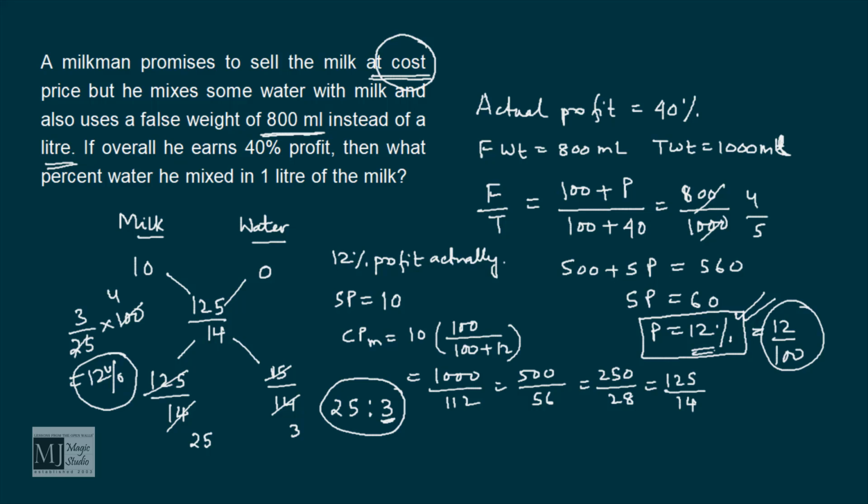I want to make a profit of 12%. Then what should be the ratio of water and milk in the mixture so that I can gain 12% by selling the mixture at cost? It is 12 by 100, and you can see it comes to 3 by 25. That's what we calculated, 25 is to 3 in case of milk and water. So the answer was here itself, but this was the entire calculation to show you the proof of the theorem.